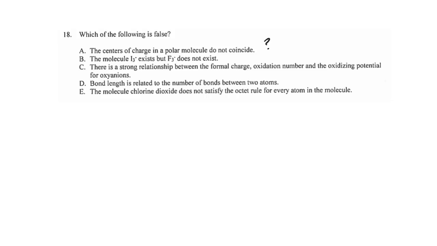The molecule I3 minus exists, but F3 minus does not. Well, let's look at I3 minus. I've never thought of this before. Never even considered it. 7 times 3 plus 1. That's 22 electrons. So we'd have I.